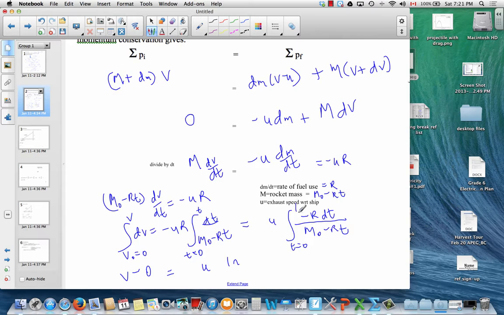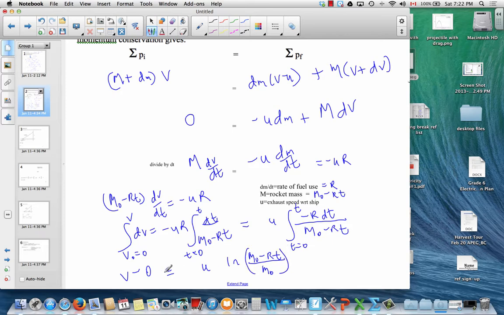But then don't forget we've got to substitute in the limits, right? Now with logs, the way it works is if you do log a minus log b, it ends up being log of a over b. So it ends up being the log with the upper limit divided by the log with the lower limit.